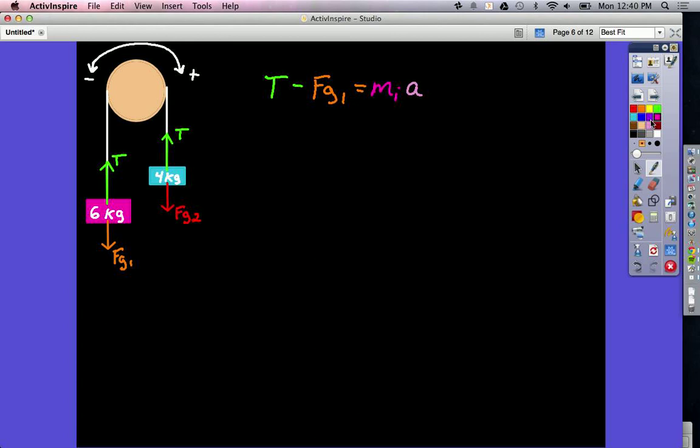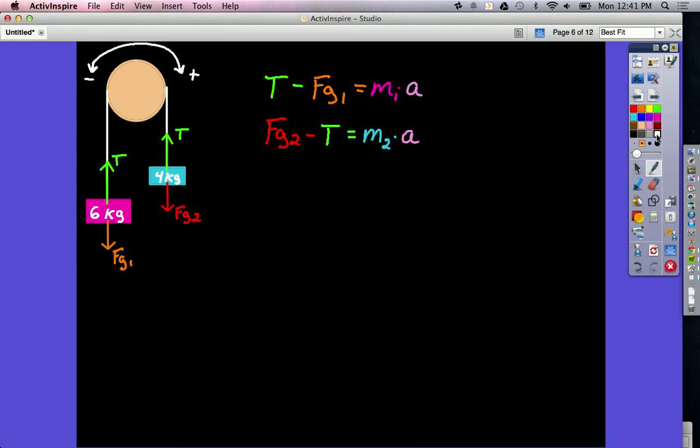Now for the other block, tension is not going in the positive direction. It wants to go in the counterclockwise direction. So instead, force of gravity 2 is our positive force, and tension is our negative force. And that's going to equal the mass of block 2 multiplied by the acceleration of that block. Now the accelerations are going to be the same because the blocks are tied together. One can't fall faster than the other one goes up. What I have are two equations, and it's a set of simultaneous equations. I've got two variables I don't know. I don't know the tension, and I don't know the acceleration.